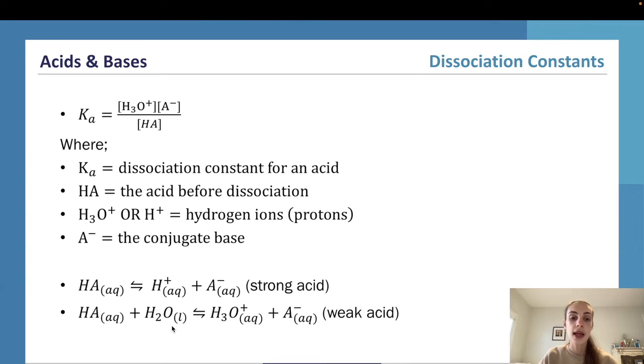And so this means that the one in the liquid state is not included because water is not considered to be part of the reaction in terms of how it's acting. So although it accepts a proton, it's not considered to be part of the equilibrium constant, as it won't affect the constant. So we hence only consider the aqueous components of the weak acid when we make the dissociation constant equation.